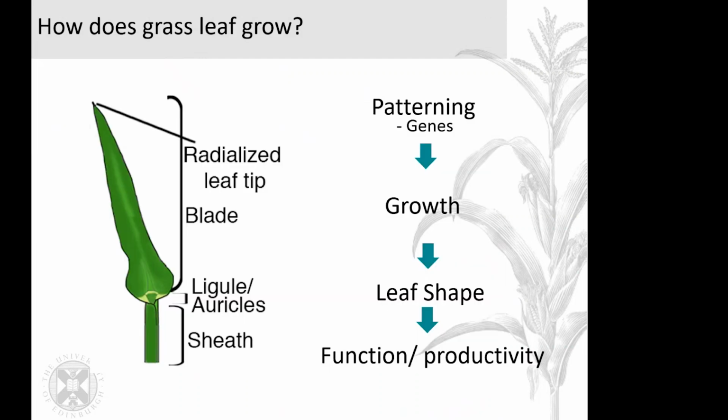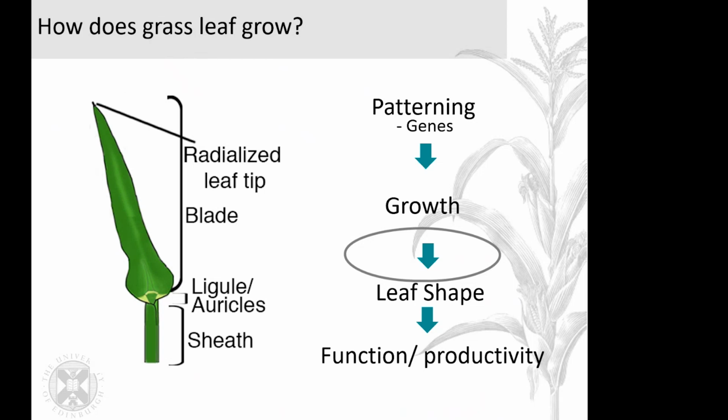So we can define genes that are involved in leaf development. We can watch growth now, which is really nice. And we can define the leaf shape at the end. But what's going on in this region here? Growth doesn't automatically end up as shape. So how is this being translated into the final leaf shape?